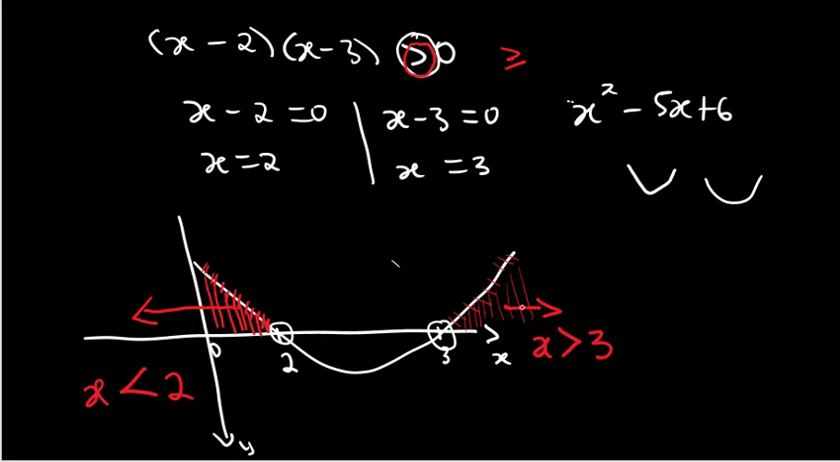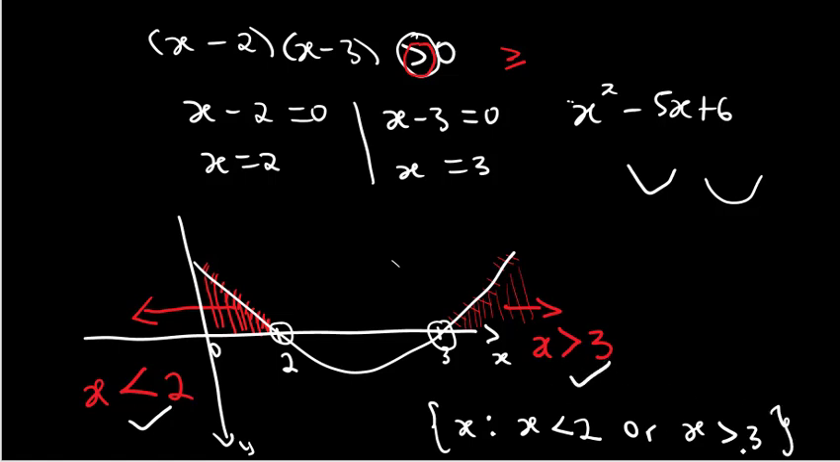And if you are talking about the true set, we deal with the defined values, the values that make the inequality defined. So in this case, our truth set is going to be x is such that x is less than 2. So you pick this one, or x is greater than 3. You pick this one too. And that is the true set of this particular quadratic inequality.